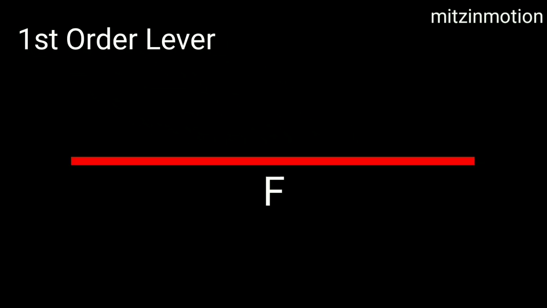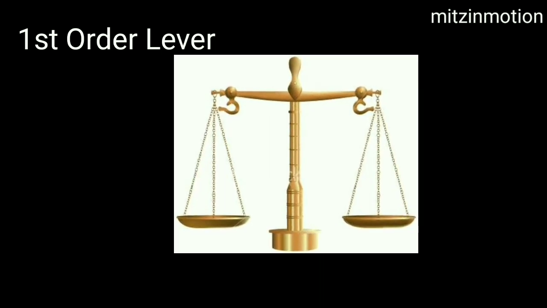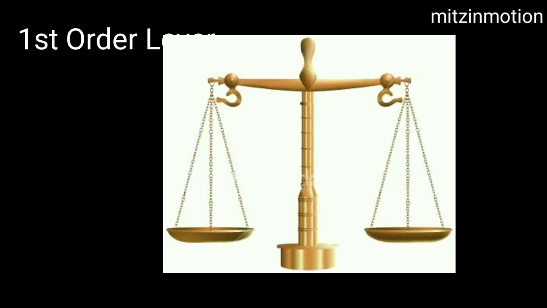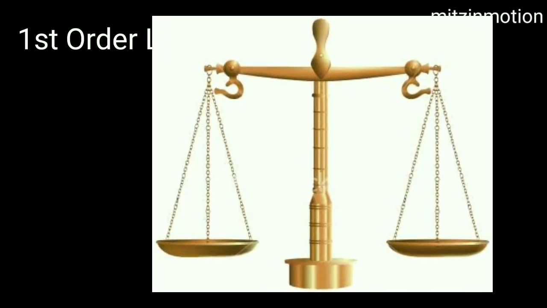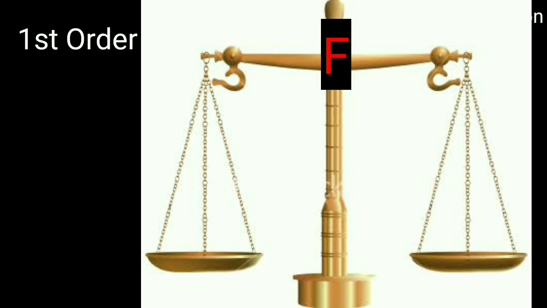In first order lever, the fulcrum is always situated in between load and effort. Let's see some examples of first order lever. The first is beam balance. You know beam balance is very common in grocery shops. In beam balance, the mid portion is fixed, which we call the fulcrum, and the arms of the beam balance are called load and effort, which can move.